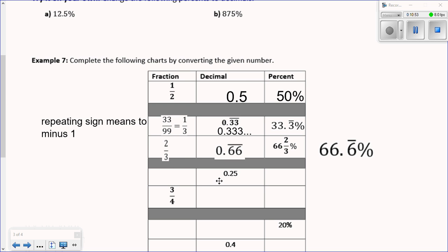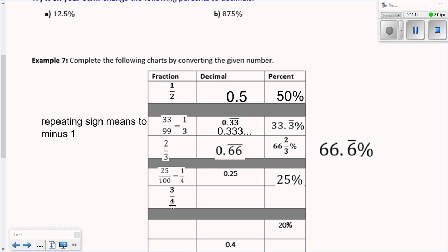And now we have 0.25, which I could rewrite as 25 over 100 to change it to a fraction, and that would reduce to 1/4. Or to change it to a percent, I could just move it over 2 spaces, so it'd become 25%.